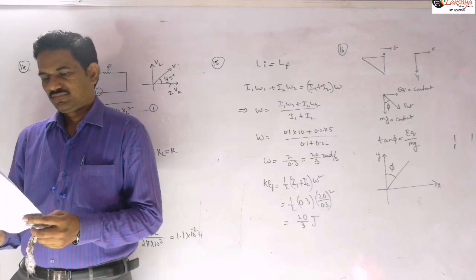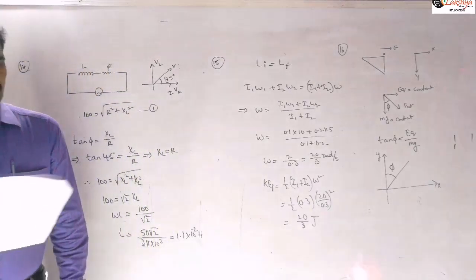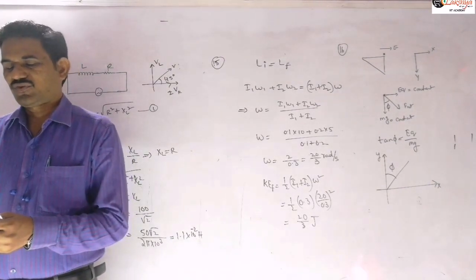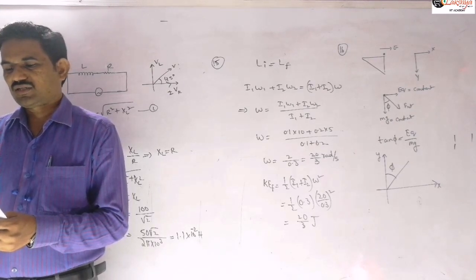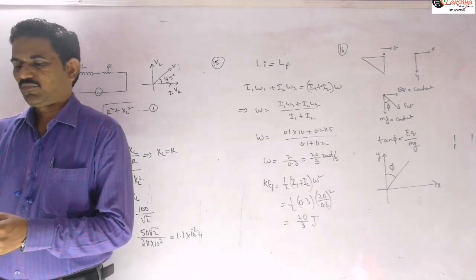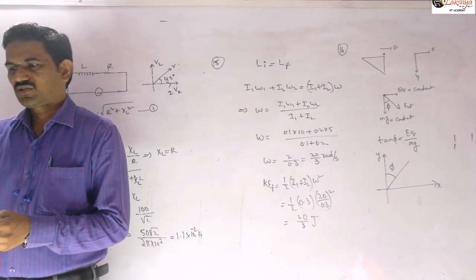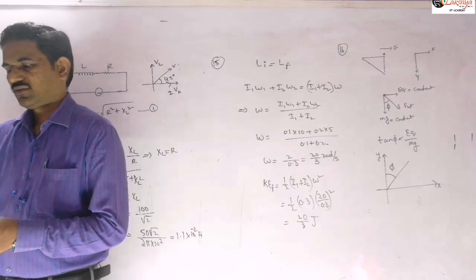And then next, a 10 microfarad capacitor is fully charged to a potential of 50 volts, and after the source voltage is disconnected, it is connected to an uncharged capacitor in parallel. Now the potential difference across them becomes 20 volts. The capacitance of the second capacitor is.